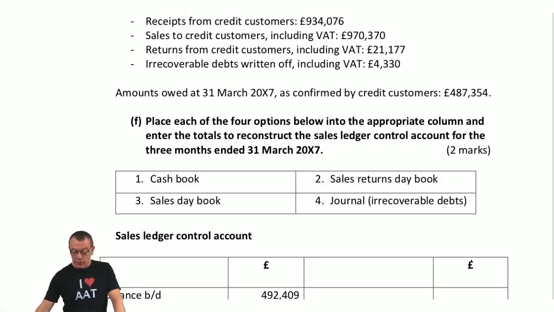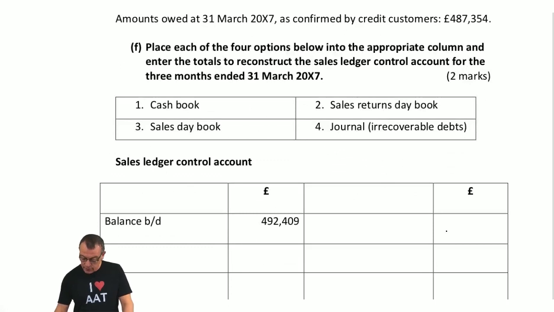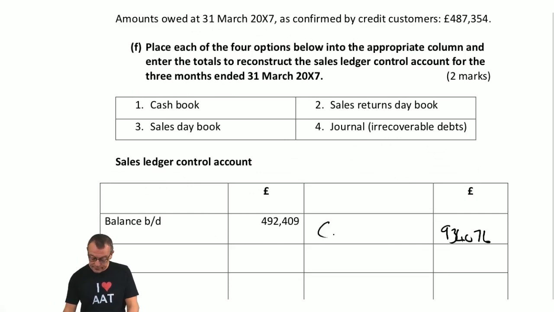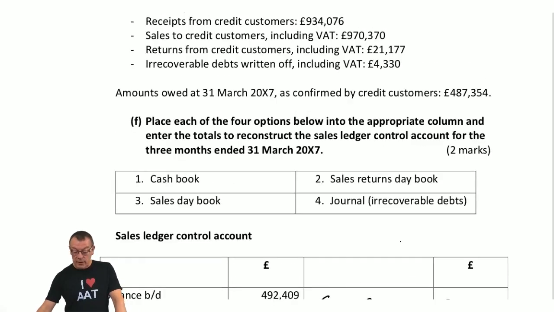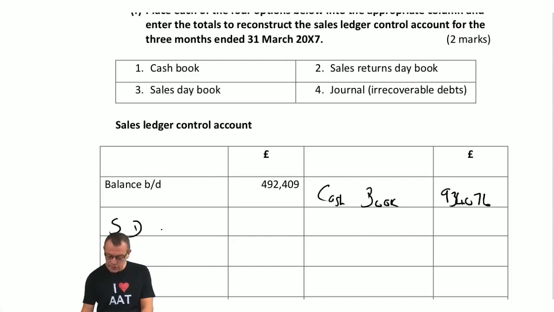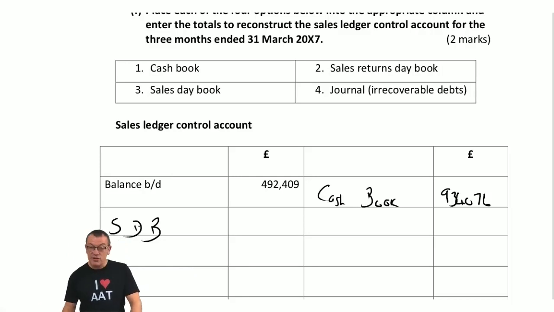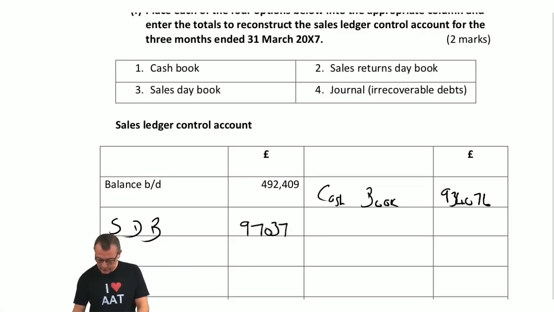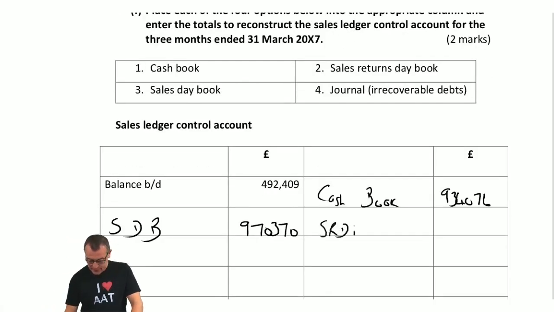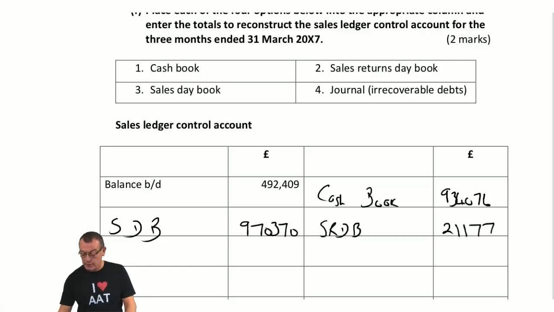So the receipts for this one, 934076. So we'll have 934076, and that is cash book. We've then got sales to credit customers, 970,370. So that would be the sales day book, SDB, we'll just use the abbreviation here. And that figure is 970,370. We've then got returns from customers. So sales returns, SRDB, 21,177.